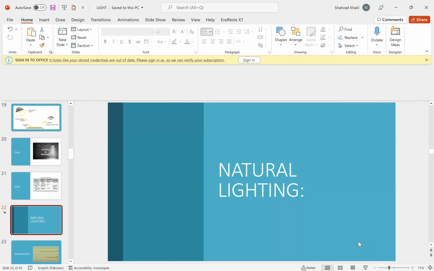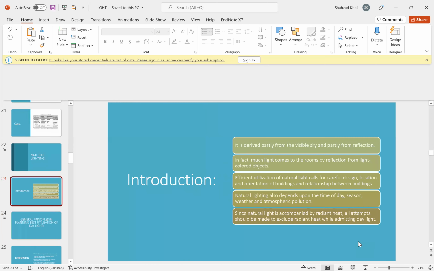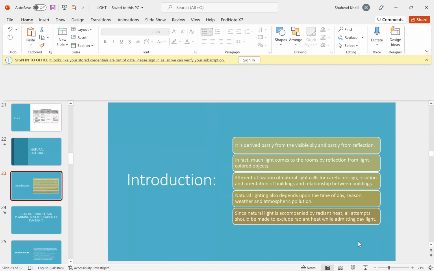Now talking about natural lighting. It is derived partly from the visible sky and partly from reflection. In fact, much light comes to the rooms by reflection from light-colored objects. Efficient utilization of natural light calls for careful design, location, and orientation of buildings and relationship between buildings. Natural lighting also depends upon the time of day, seasons, weather, and atmospheric pollution. Since natural light is accompanied by radiant heat, all attempts should be made to exclude radiant heat while admitting daylight.